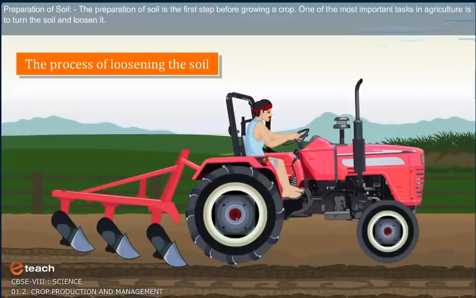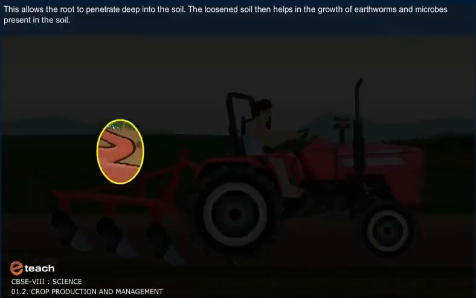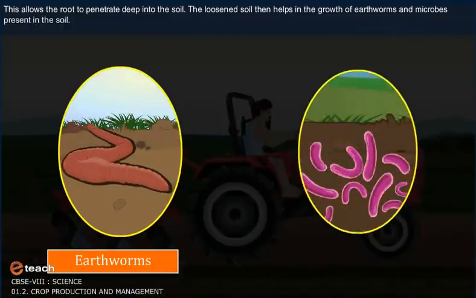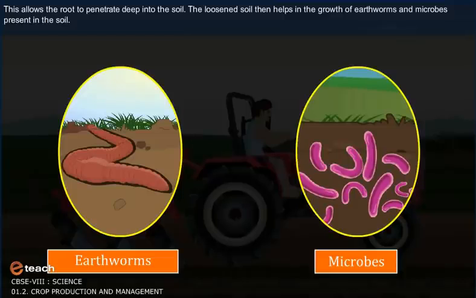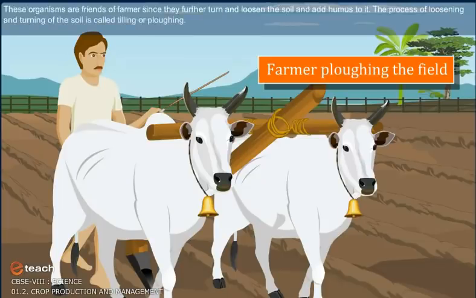Preparation of soil. The preparation of soil is the first step before growing a crop. One of the most important tasks in agriculture is to turn the soil and loosen it. This allows the root to penetrate deep into the soil. The loosened soil helps in the growth of earthworms and microbes present in the soil. These organisms are friends of the farmer, since they further turn and loosen the soil and add humus to it. The process of loosening and turning of the soil is called tilling or ploughing.